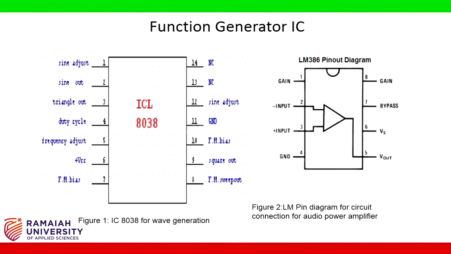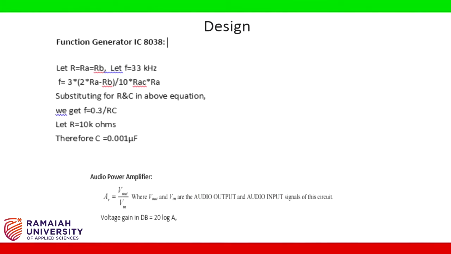The pin configuration for audio power amplifier is as shown in the figure for the circuit connection. The audio amplifier provides both voltage and current gain for signals from the detector stage so that a loudspeaker may be driven. The design equations and design parameters are shown here for both signal generator and audio power amplifier.